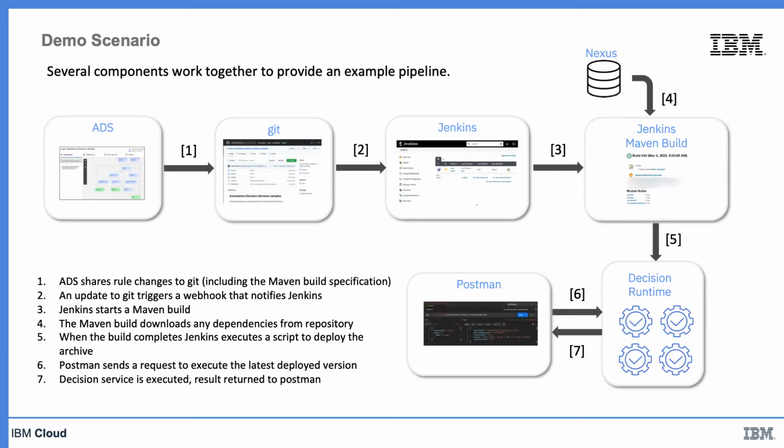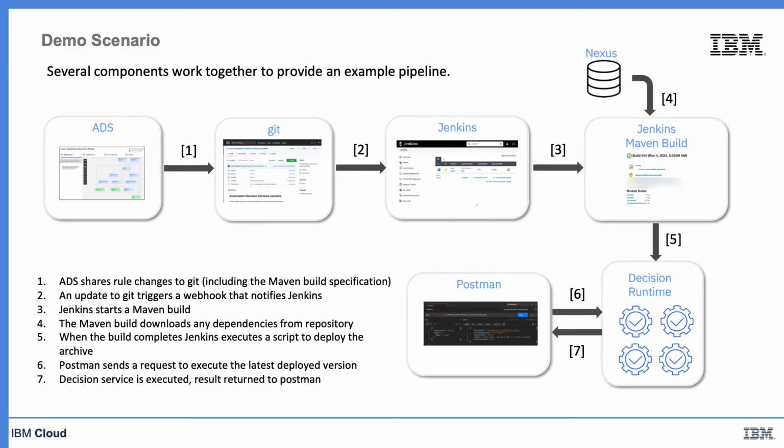So to give you a preview of what's coming up in the demo, we'll see ADS pushing a change of rules to Git. And as soon as these changes arrive in Git, Git's going to use a webhook to start a build job on Jenkins. And this will be a Maven build. It will declare all the dependencies it has on any of the ADS jar files. It will pull those out of the Nexus repository. It will perform the build, store the decision service archive that it's built in the local Maven repository on Jenkins.